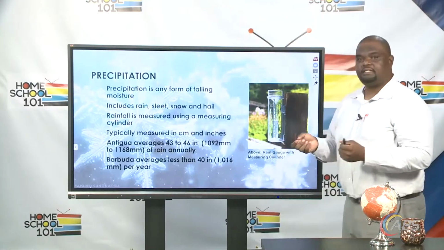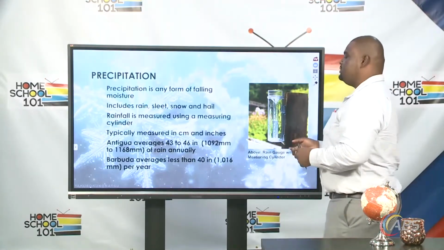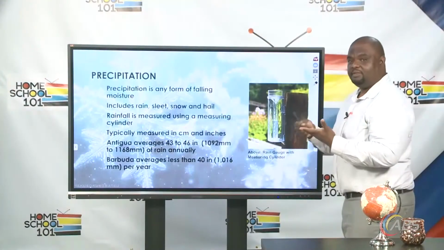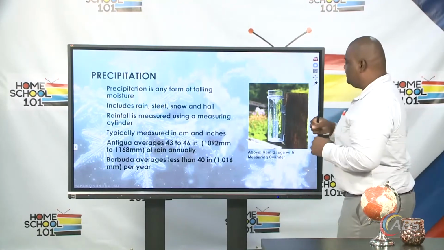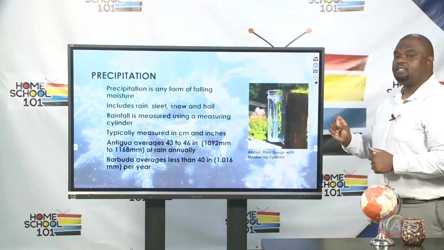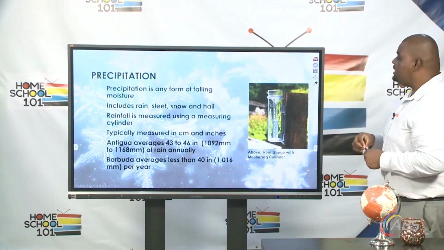Now, precipitation, that's any sort of falling moisture. So that's inclusive of rain, sleet, snow, and hail. And if you've never actually seen snow in real life, I highly recommend it, because these snowflakes that they're always talking about, I've witnessed them using a magnifying glass. Now, the rainfall is typically measured in centimeters or inches.